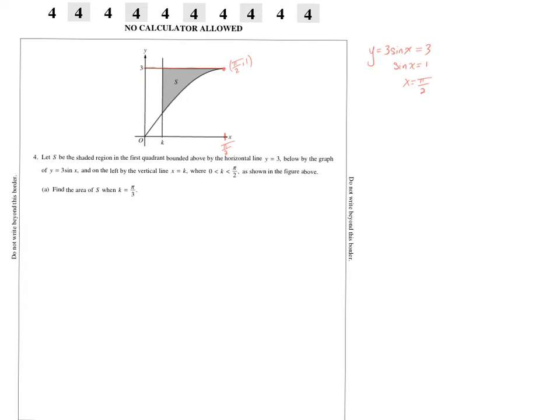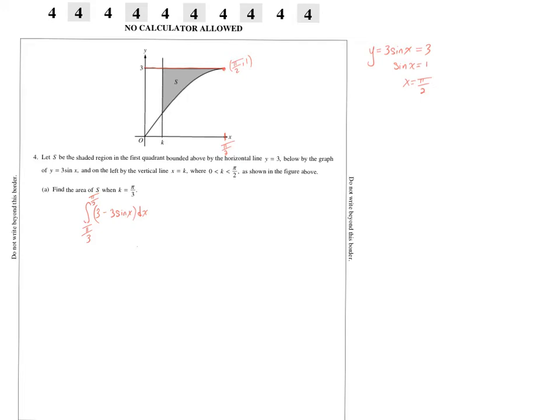So this will be pretty straightforward. We're just going to do the integral of the upper minus the lower. So the integral of the upper, which is 3, minus the lower, which is 3 sine x. Put parentheses around that, dx. And now our limits. We are moving from k, which is pi over 3, out to pi over 2. So we can put our limits in at pi over 3 up to pi over 2. And then we just have to do this integral correctly.